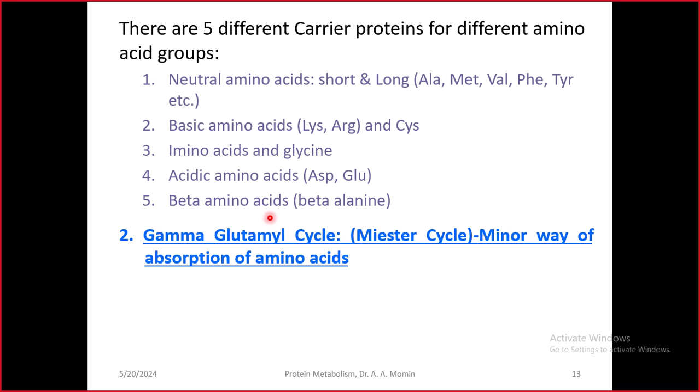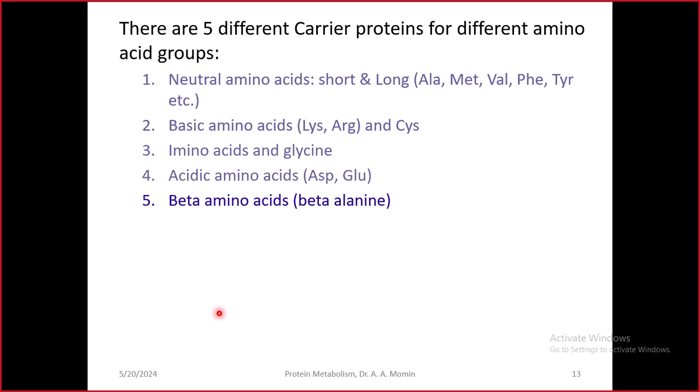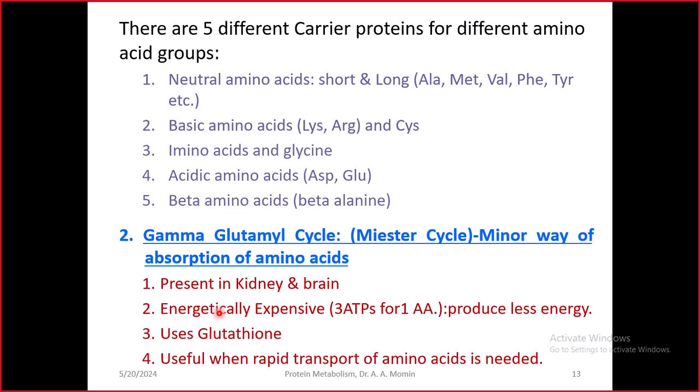So the next is the gamma glutamyl cycle. One way of transport of amino acid from the intestinal lumen to the portal vein is active transport. The second way is the gamma glutamyl cycle, also called the Meister cycle. It is a minor way of absorption of amino acid. It is present only in two organs, the kidney and brain. It is energetically expensive because active transport requires only 1 ATP, while the gamma glutamyl transport mechanism requires 3 ATPs for 1 amino acid.